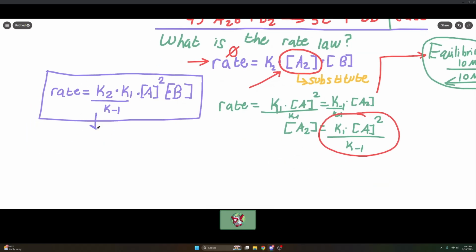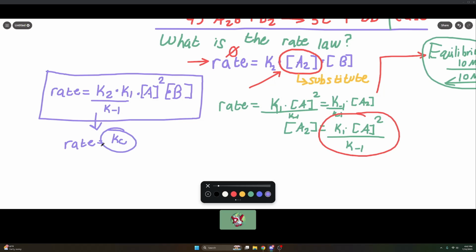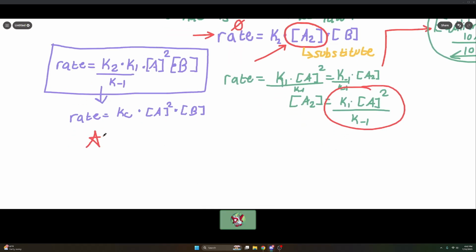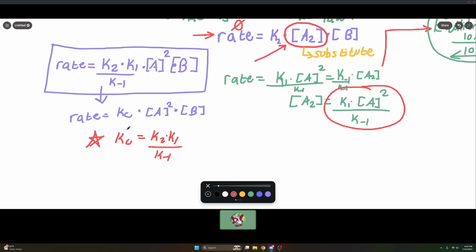Some professors, answer choices, and students prefer to just call this one big ol' K. Why? Because this is ugly. You just call it KC, and that would encompass all of your combined Ks. Although, author's note, if your professor is a stickler, make sure you write somewhere on your paper KC equals K2 times K1 over K-1. That way your professor knows what the crap that means.